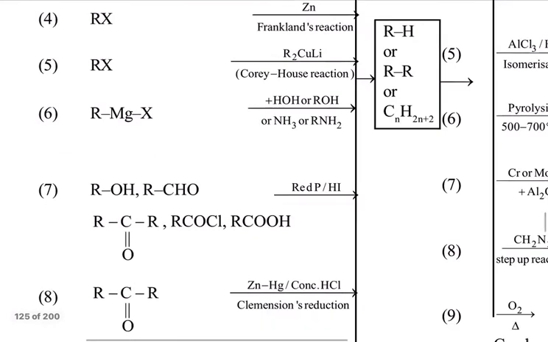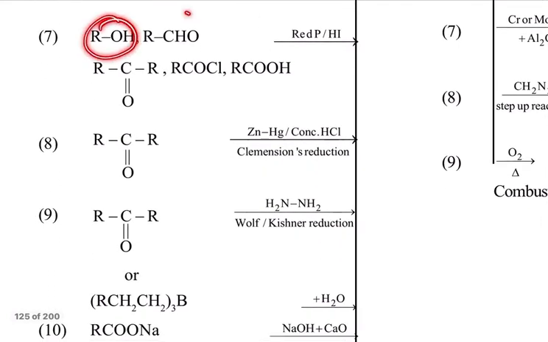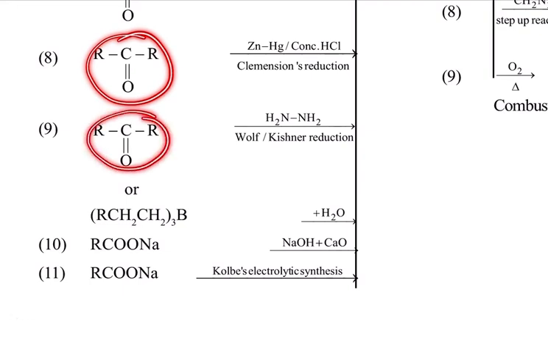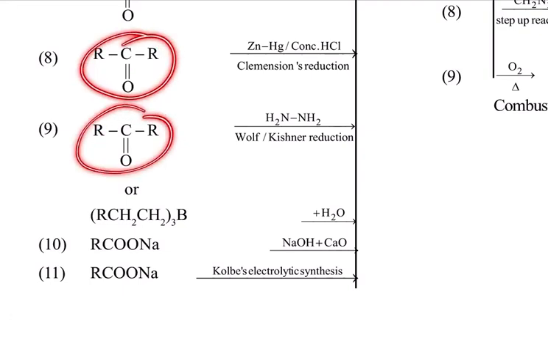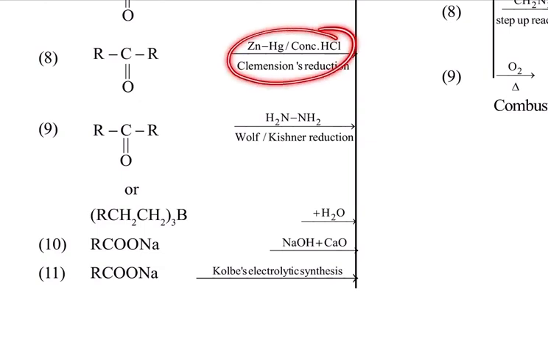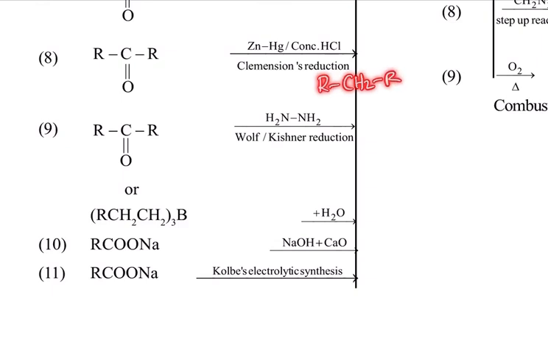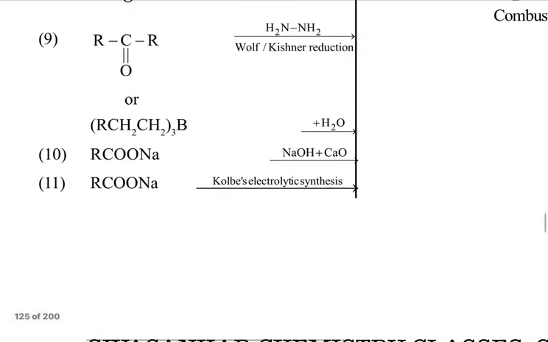Next, alcohols, aldehydes and keto groups, acyl and alkyl groups and acetic acid, in the presence of red phosphorus and HI, all these will be converted into alkane. Next, keto group and aldehydes. Aldehydes and ketones, by Clemmensen reduction and Wolff-Kishner reduction, are converted into alkanes, R-CH2-R. Like that, both are giving alkanes.